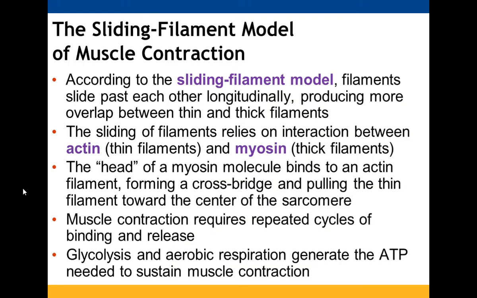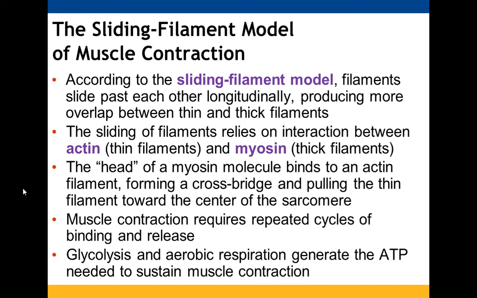that M line. So for why muscles are able to contract, the model that we use to describe this is called the sliding filament model. The filaments, the actin and myosin, the thin filaments and the thick filaments, are able to slide past each other longitudinally, creating an overlap.